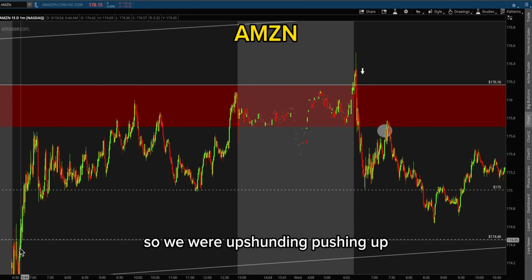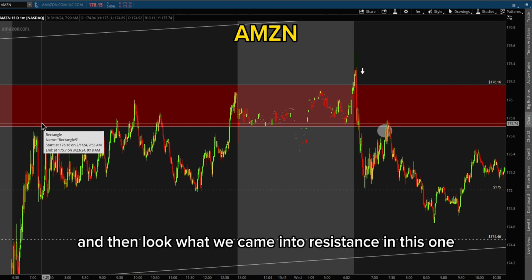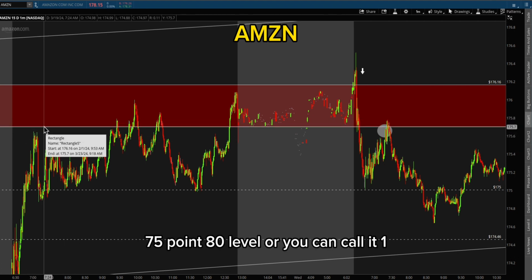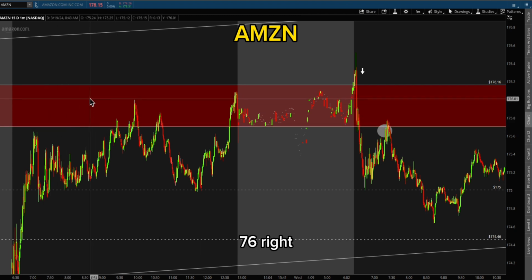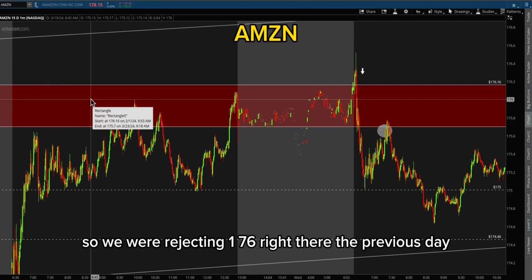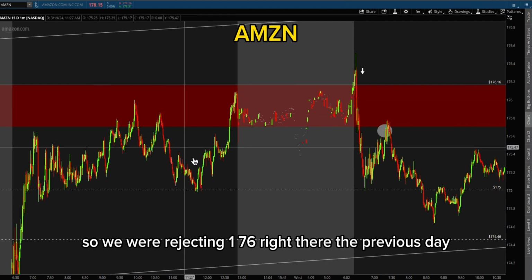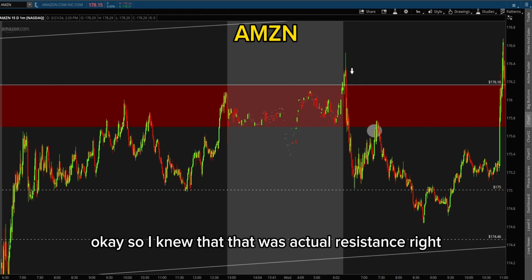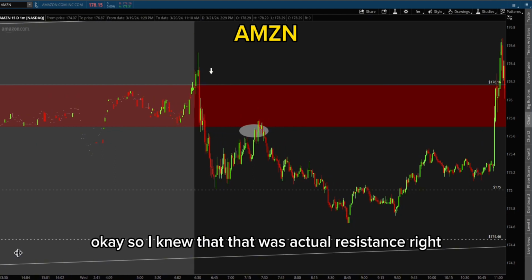So we were uptrending, pushing up, and then look where we came into resistance, at this 175.80 level, or you can call it 176. So we were rejecting 176 right there the previous day. So I knew that that was actual resistance.